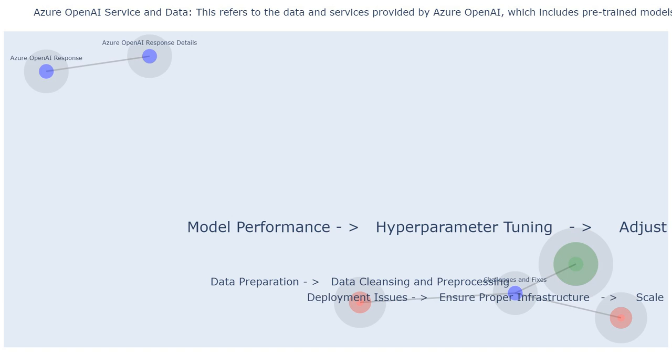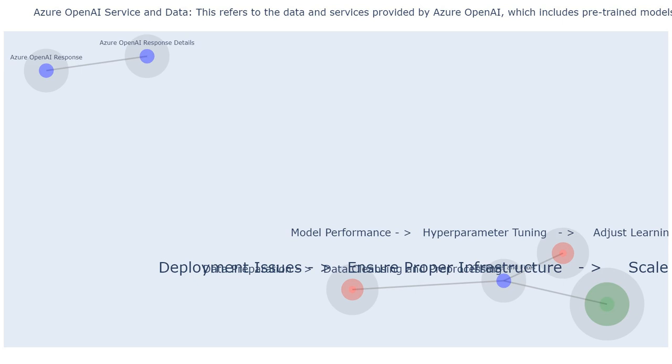Increase epochs. Increasing the number of epochs can improve the model's accuracy, but it can also lead to overfitting. Finding the optimal number of epochs is crucial for achieving a balance between accuracy and generalization. Deployment issues. This refers to the challenges encountered when deploying and using trained AI models in real-world applications.